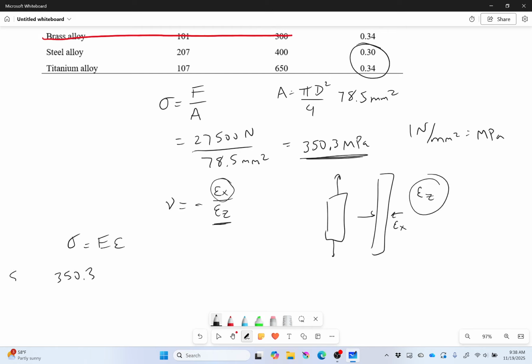So 350.3, this will be for steel, and this is for titanium, is equal to 207,000, remember I multiply by 1,000 to go from gigapascals to megapascals, times my strain in the lengthwise direction. And it's the same thing for titanium, just a different value for its elastic modulus.